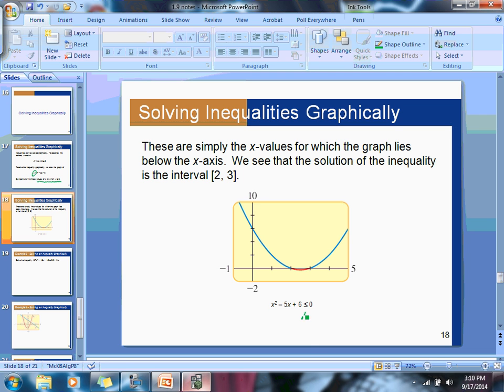And since I had a less than, I need to find the part of the parabola that is less than or below the x-axis. So that's this little piece right here from -2 to -3. If it was greater than, then I would want the pieces of the parabola that are above the x-axis. So that would be the blue parts. So then I would have an or situation. I would want everything less than or equal to 2, or everything greater than or equal to 3.